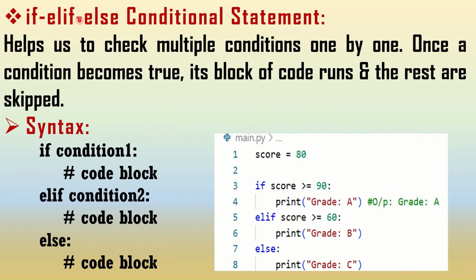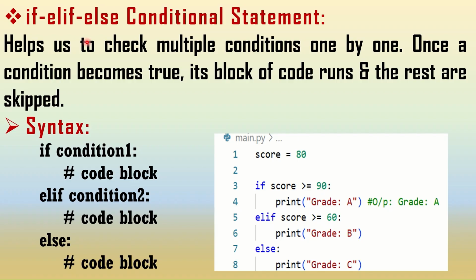Next, we have the if elif else conditional statement. We have seen the if else conditional statement, right? If we add an elif conditional statement to that if else conditional statement, then it becomes an if elif else conditional statement. This conditional statement also allows us to check multiple conditions; in particular, if we want to check multiple main conditions one by one, then we can go with the if elif else conditional statement.